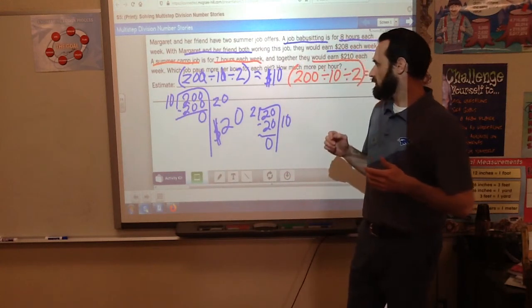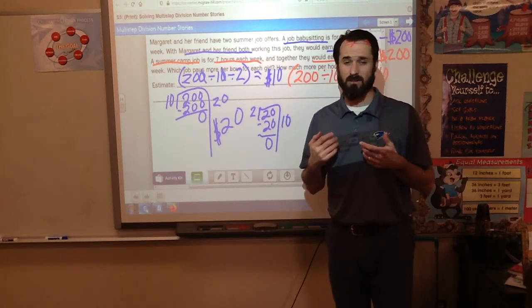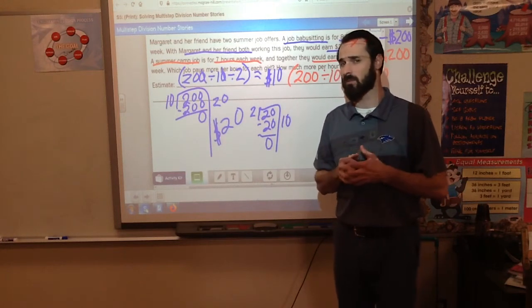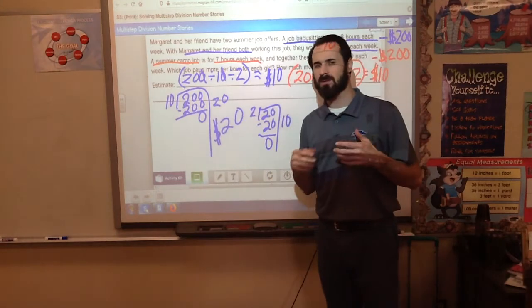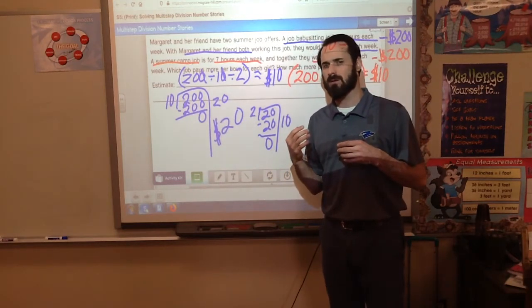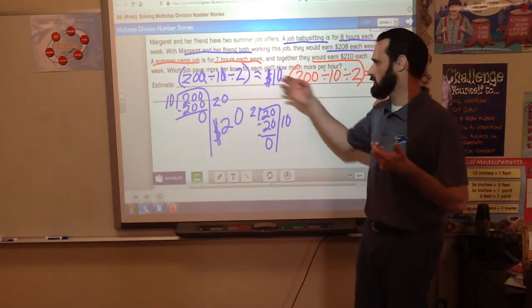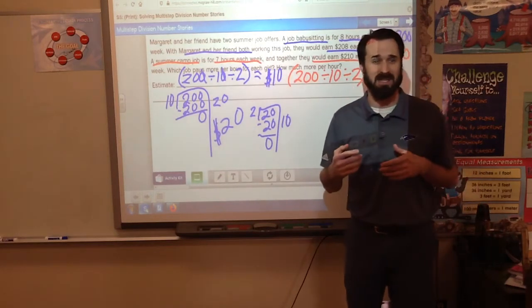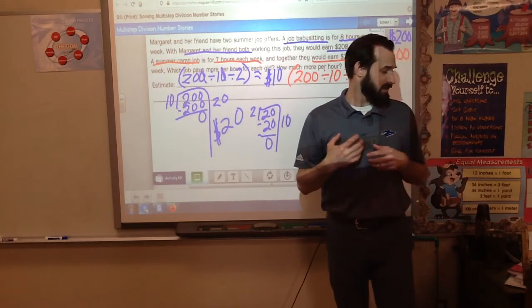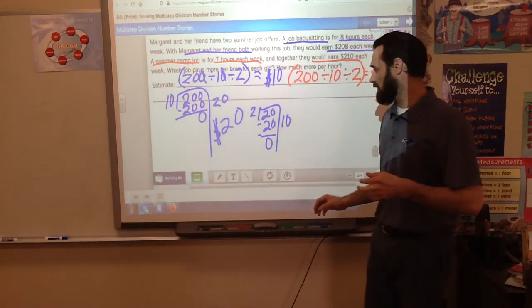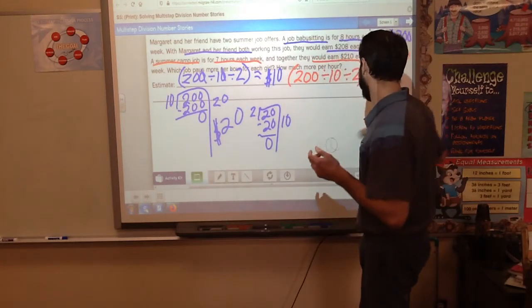So in this case, it's really hard to tell which job is going to pay more money, because the way that we rounded, you get the same answer. And 10 minus 10 is 0, no matter how you slice it. So this is where you have to go a little above and beyond, and we're going to have to actually solve this.